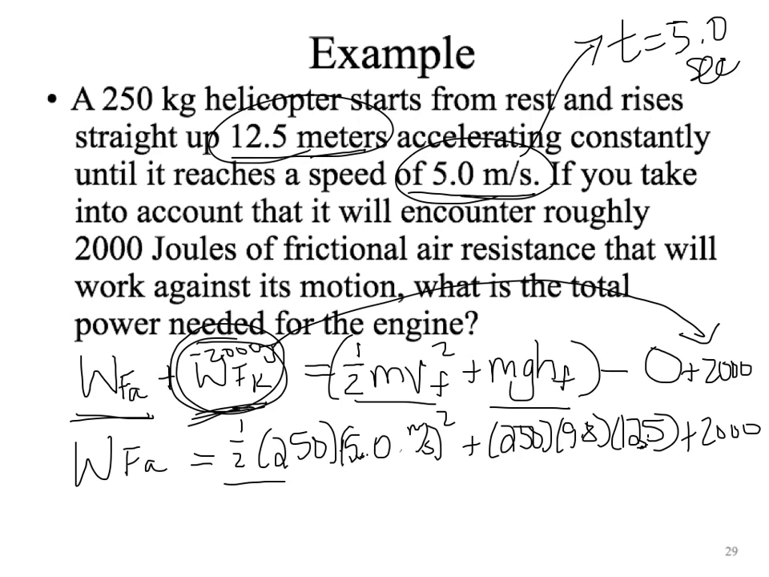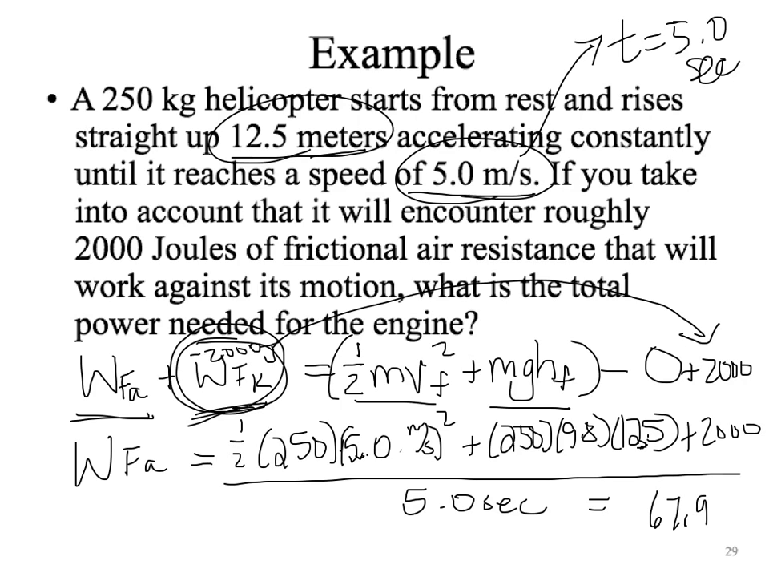Now, I'm going to take that total work. I'm going to divide it by the time that it takes for this all to happen, and we are going to get a total power of 67,900 watts. And I'm going to call that power due to the work, due to the force. So 67,900 watts.